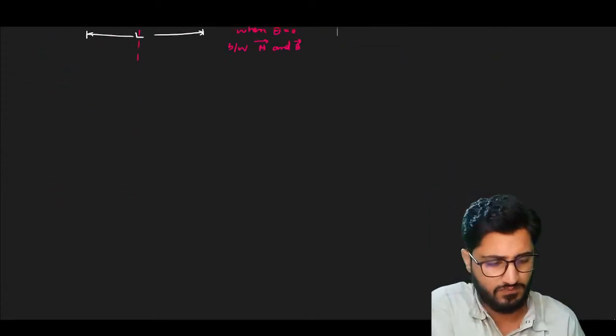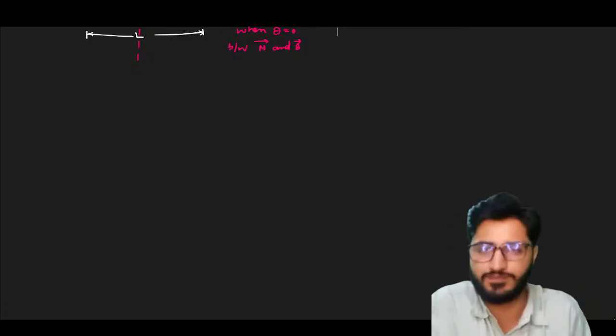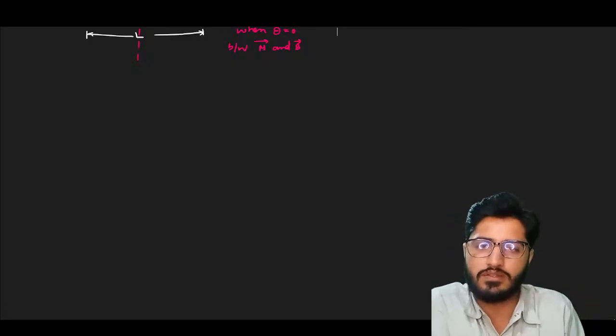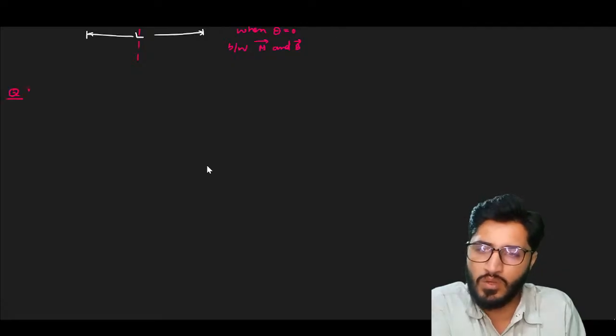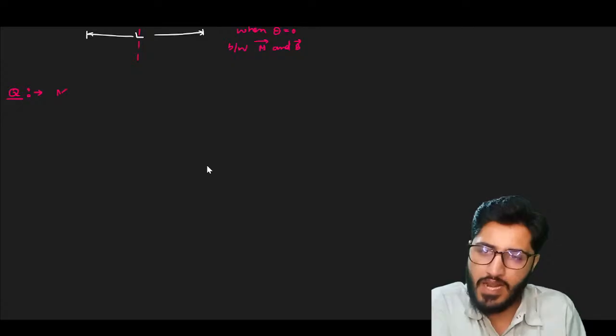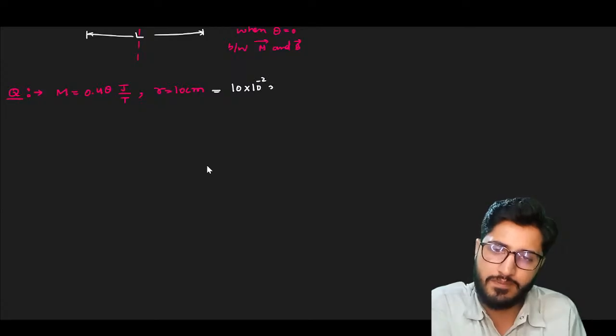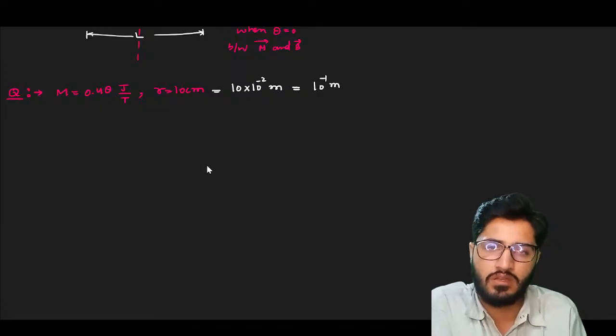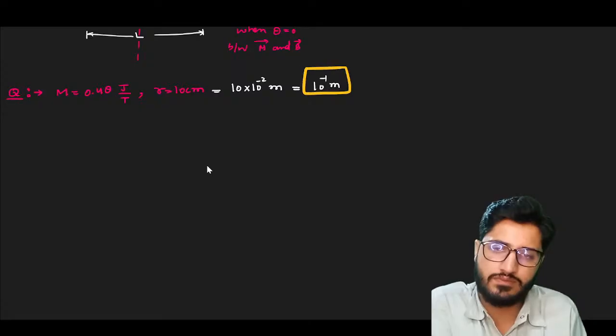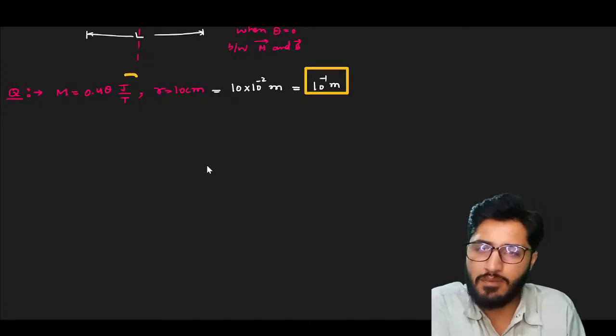One numerical, not a very big one, a small numerical. We have a bar magnet with magnetic moment given as 0.48 joule per Tesla, and R is given as 10 centimeter. I can write 10 centimeter equals 10 multiplied by 10 to the power minus 2 meter, which is equal to 10 to the power minus 1 meter. So R is given to us, and M is given to us.